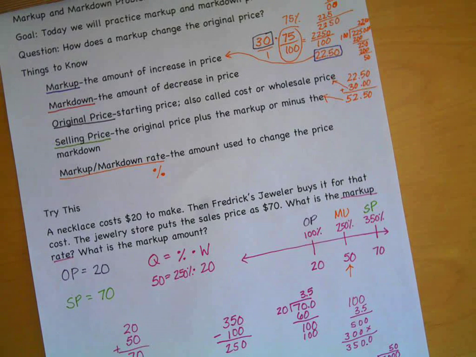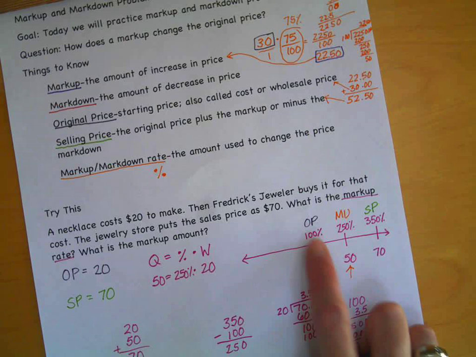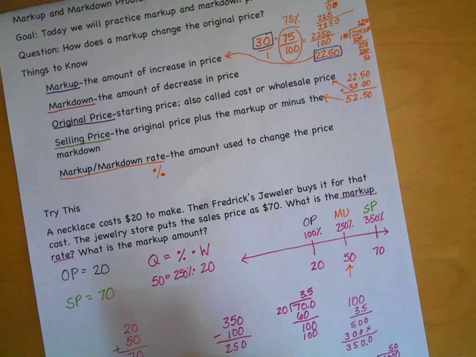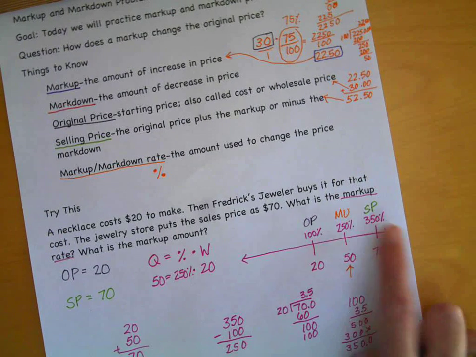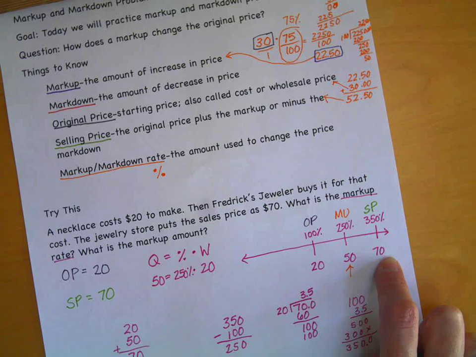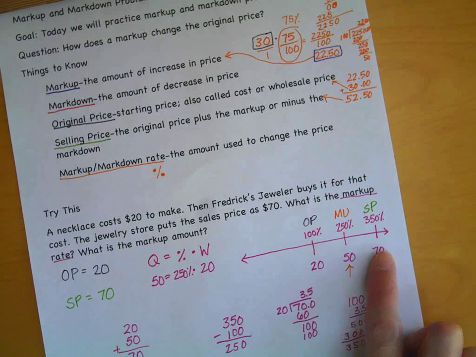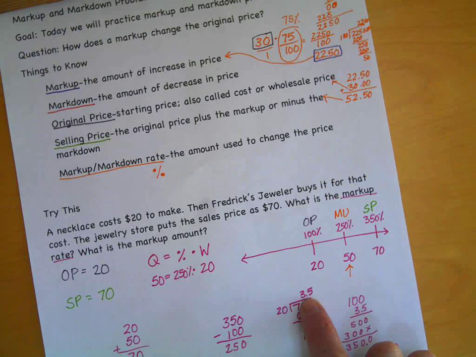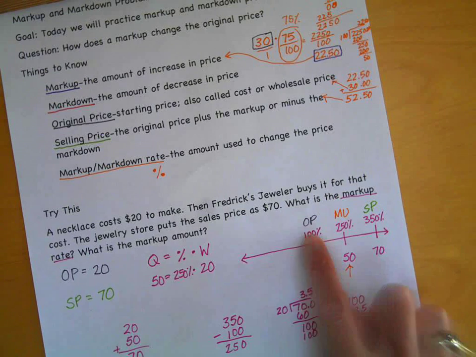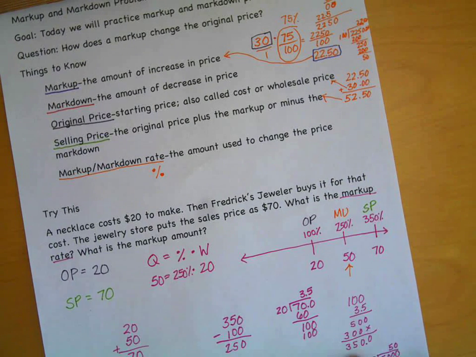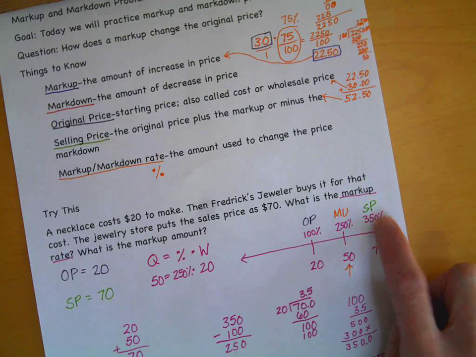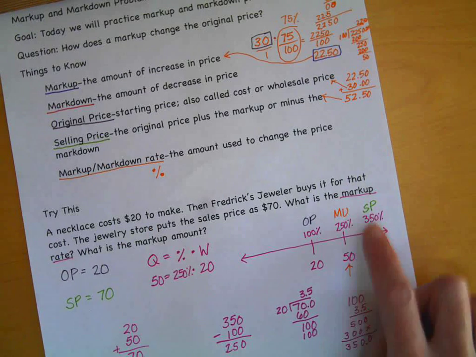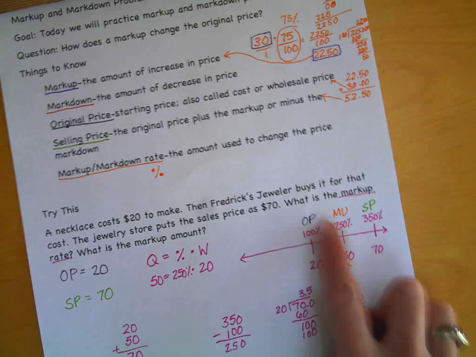Okay? So just a quick review of how we started and figured this out. Our original price was 20, which is 100%. Our selling price was 70. We had to figure out what that percent was. And the way we figured out that percent is we had to figure out how did you go from 20 to 70. We multiplied it by 3.5. We took 3.5 and we multiplied it by 100%, and we got 350%, which is the selling price.